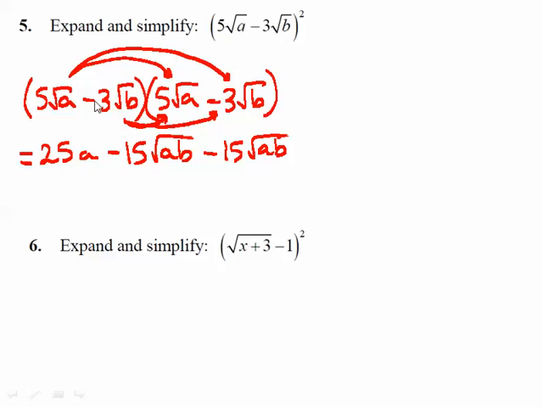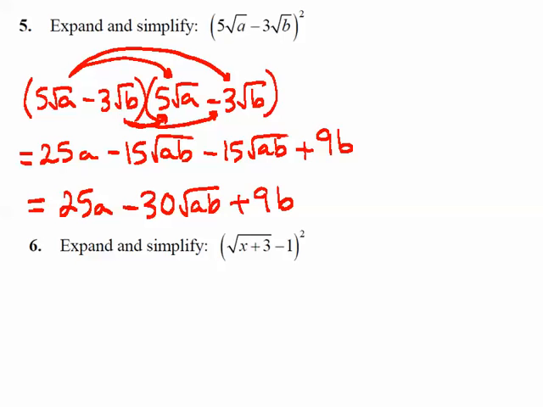Okay, and then -3 times -3 is a +9. And then square root of b, which becomes just a regular b. Like terms, or like radicals, yes. The middle terms again. So that means 25a minus 30 square root of ab plus 9b.